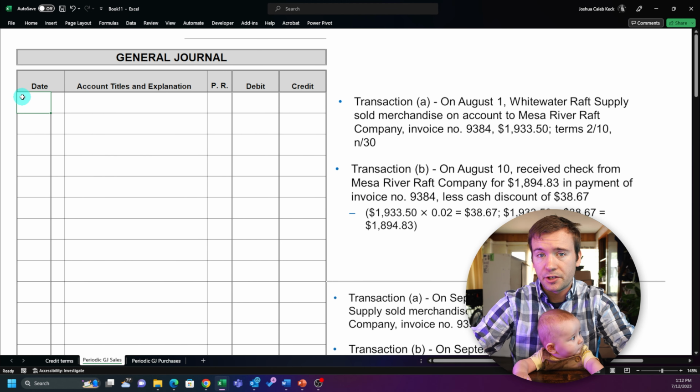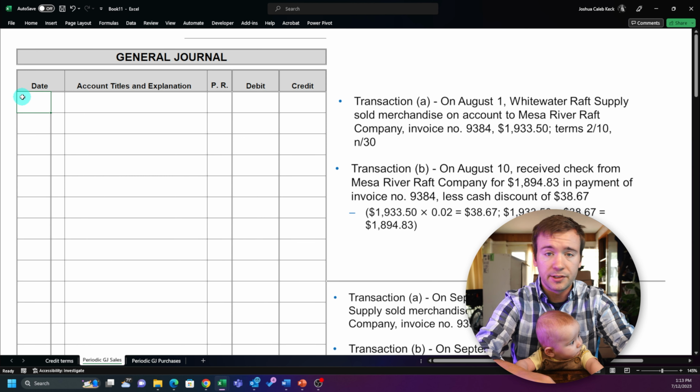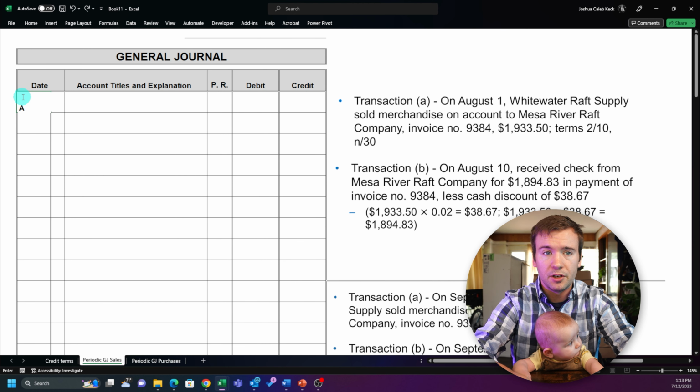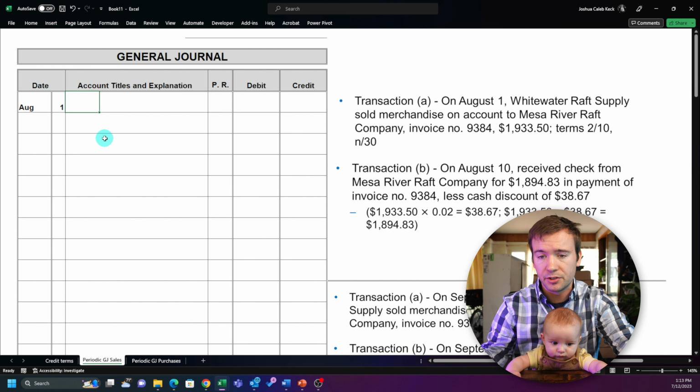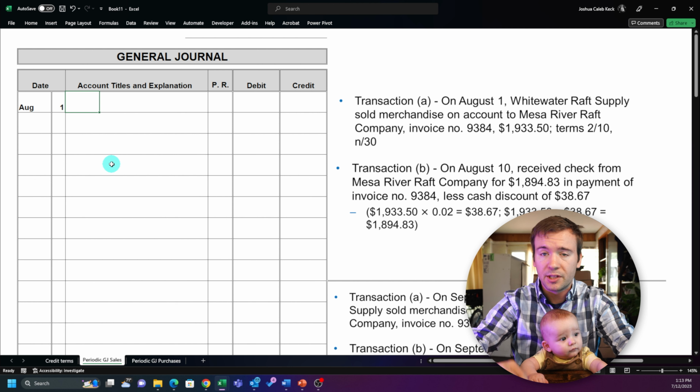So the sale transaction should just be a refresher to you because this is what we did in the last video. So here on August 1st, and I'm going to base this off of the periodic system. So I'm not going to do the additional entry for cost of goods sold that you would do in the perpetual system. I'm going to keep it simple. But the sale portion is the same, and so is the cash discount, the cash payment. That part's the same.